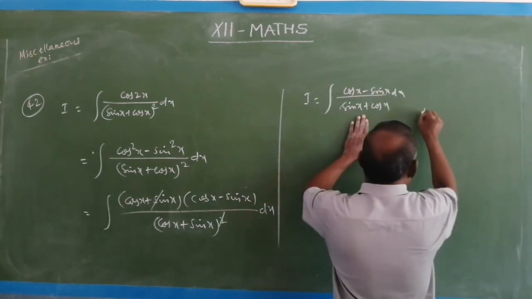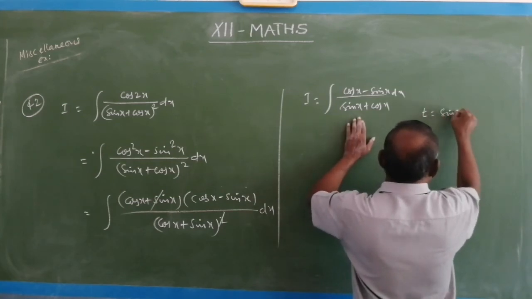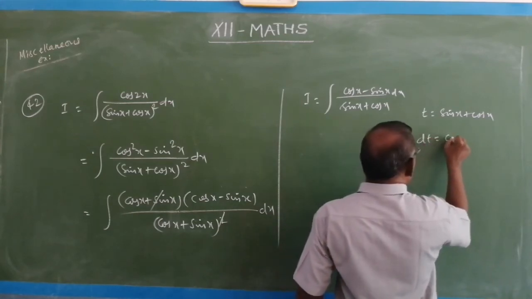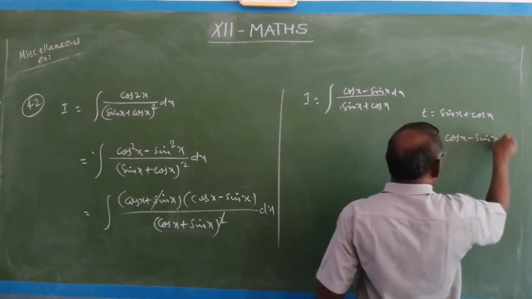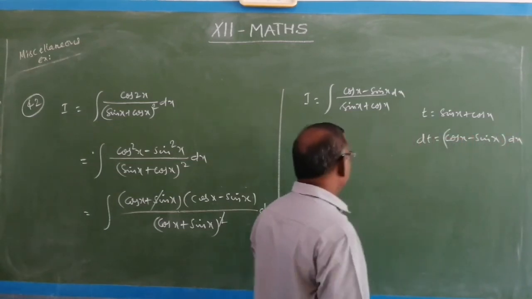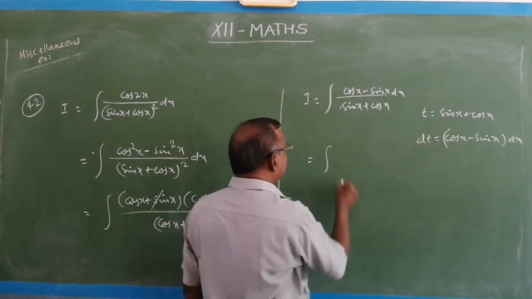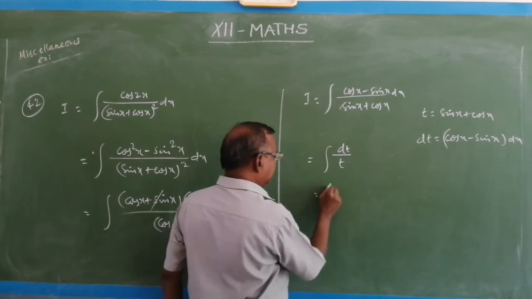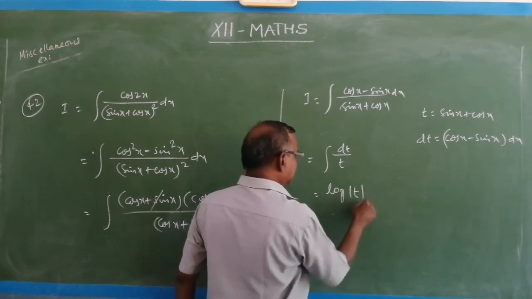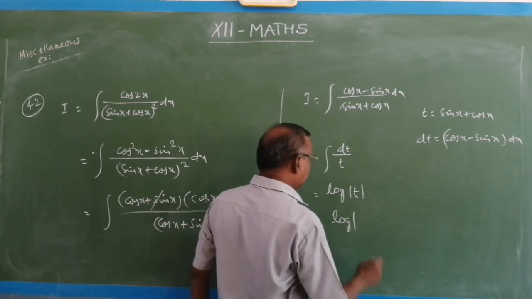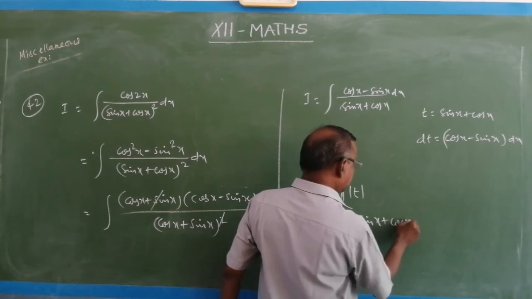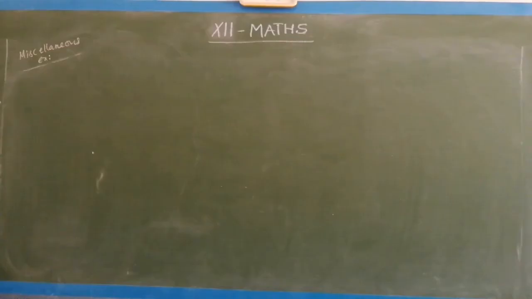Now t equal to the denominator, sin x plus cos x, and its derivative is dt equal to cos x minus sin x into dx. So we can write this as integral 1 by t into dt. This is log of modulus of t, that is log of modulus of sin x plus cos x plus c. So this is the answer. Next, question number 43.